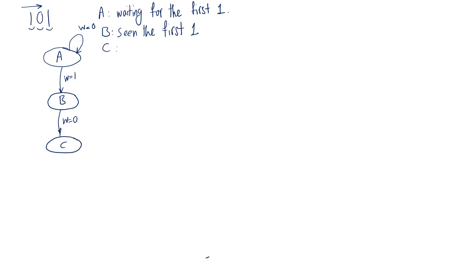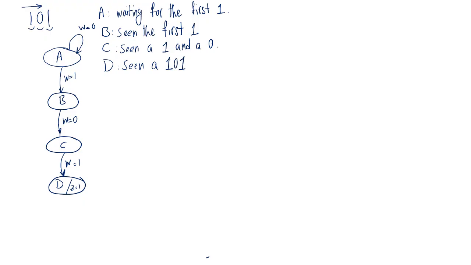State C is seen 1 and 0. Okay, and then let's say that we're very lucky, we see a W equal to 1 right after that. So our sequence is complete. I go to state D, my Z becomes equal to 1. For the rest of them, Z is equal to 0. And so state D, seen 1, 0, 1.